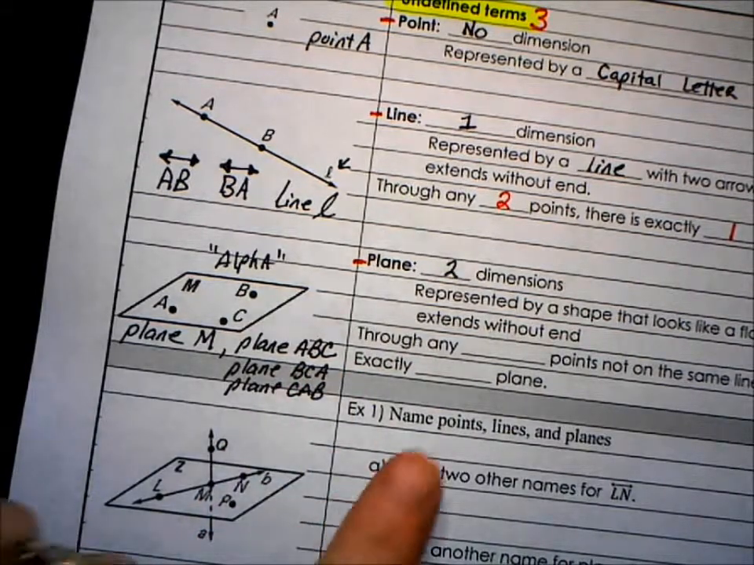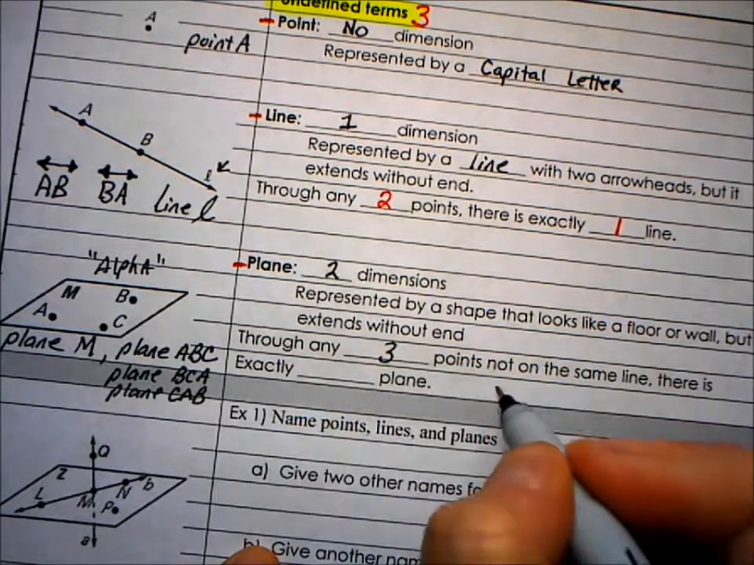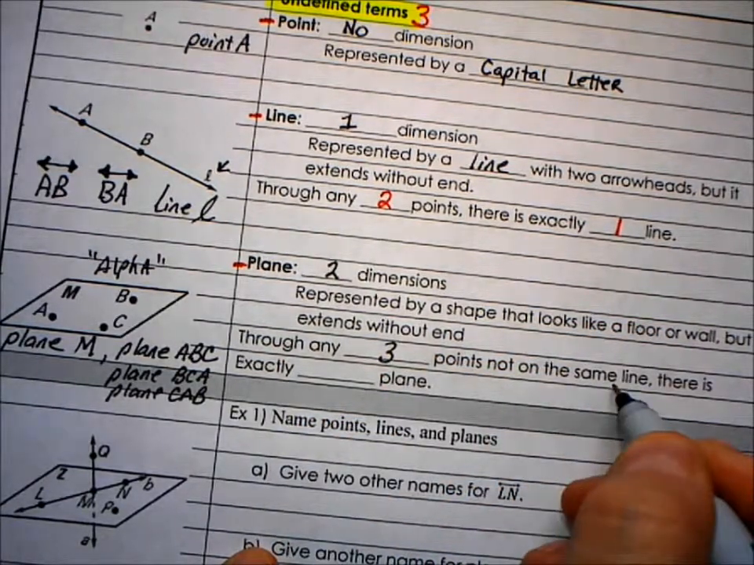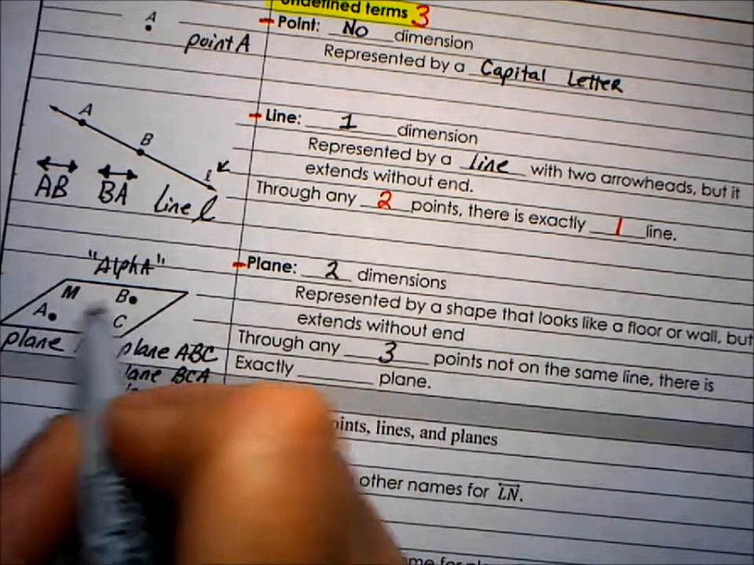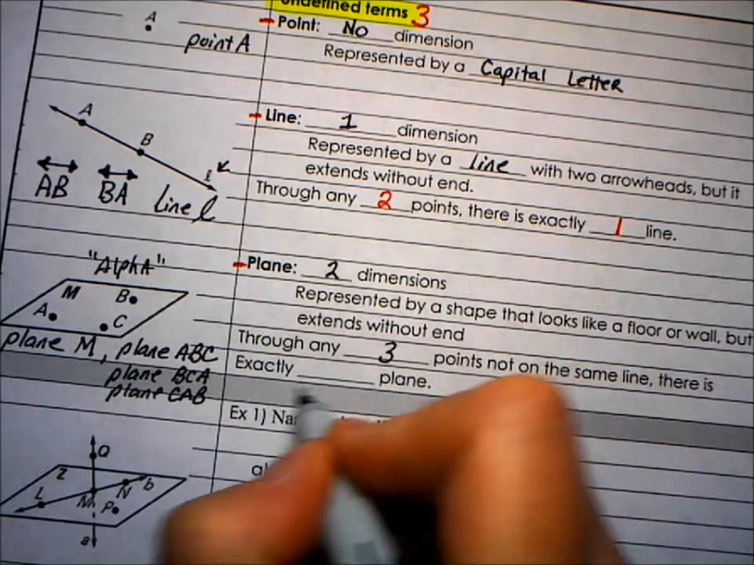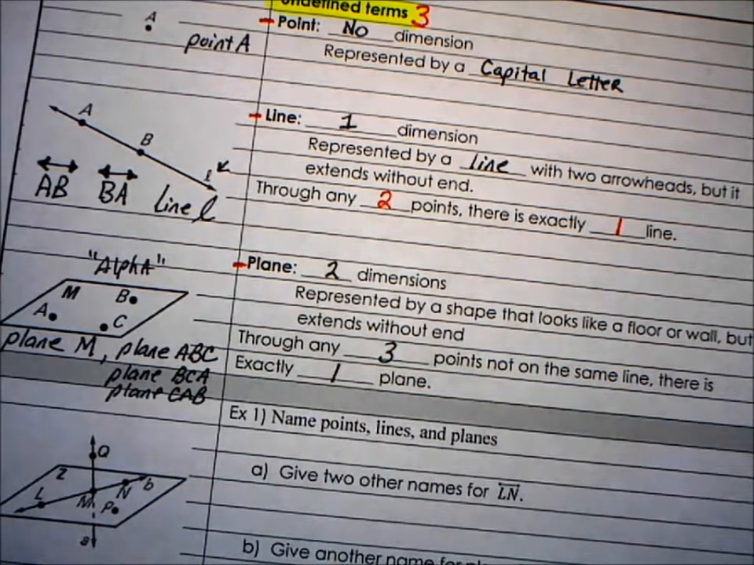Alright, to fill in the little theorem here, it says through any 3 points not on the same line, so they're not collinear. In other words, you could draw a triangle if you had the 3 points. There is exactly 1 plane that's going to exist through any 3 points.